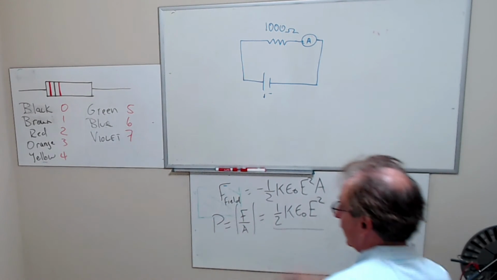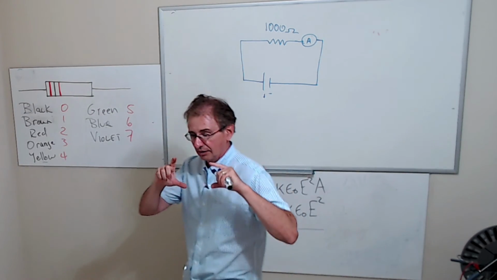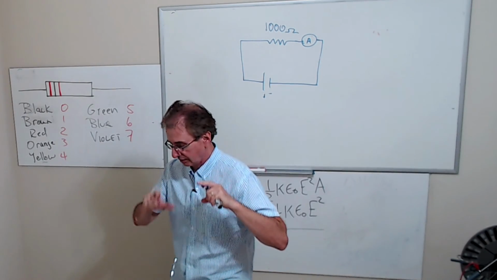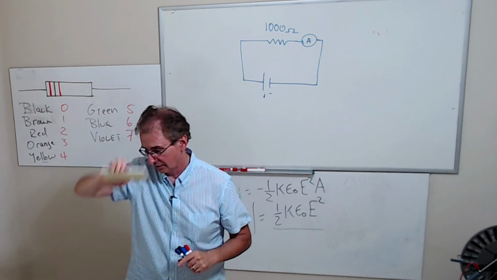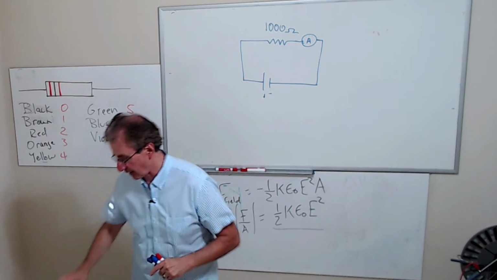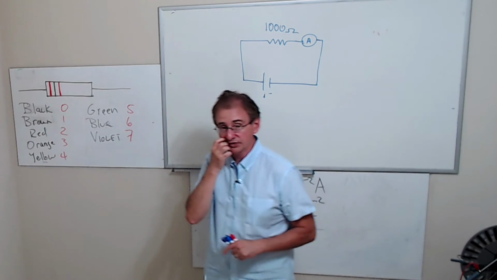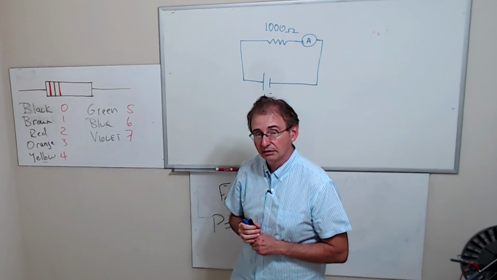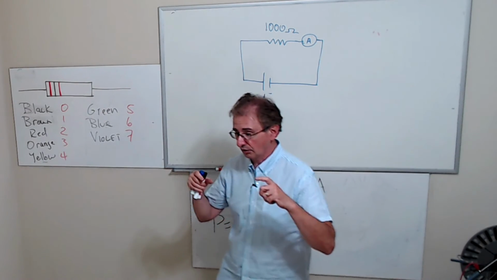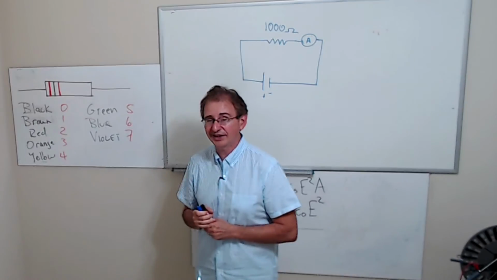Now, you have a card. You also have a card that's about this size that came with your kit, and it gives you the color code for the resistor. The card gives you the color code, so you should learn how to read that card.